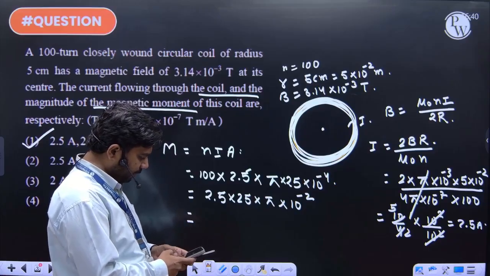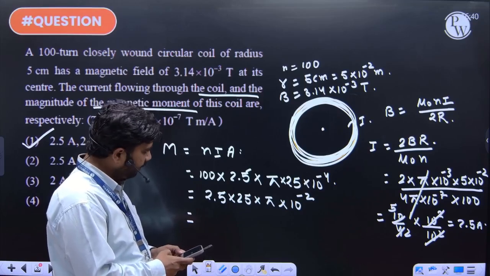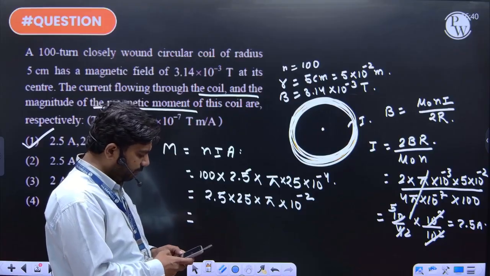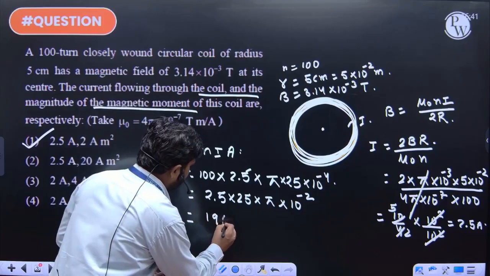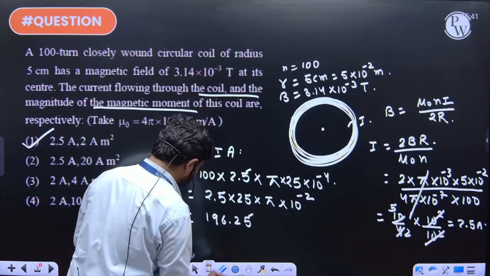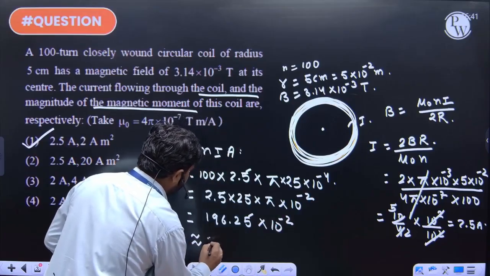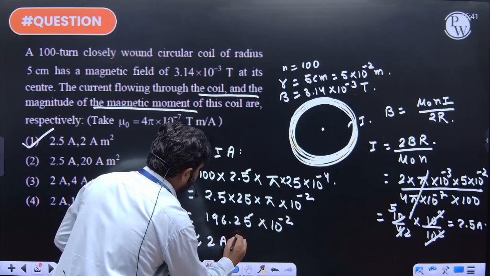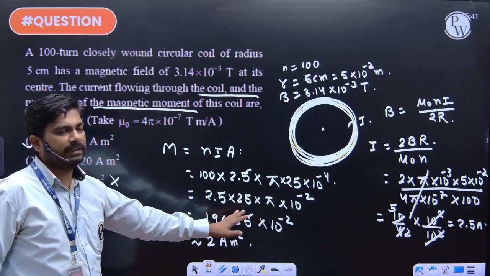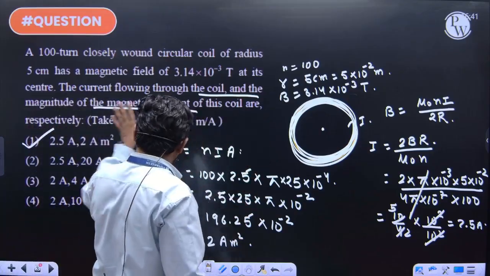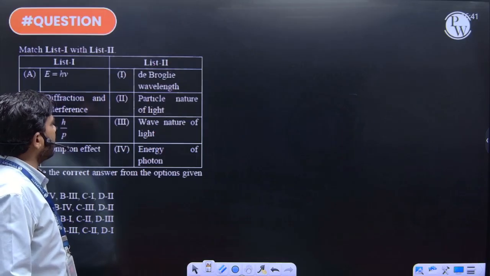So just let me calculate. 2.5 into 25 into 3.14, so it is coming out to be 196.25, 196.25 into 10 to the power minus 2. So roughly you are going to get it as 2 ampere meter square, right? So which one is the correct option? But you don't have to multiply in the examination. Make sure that you should know how to approximate. Fine. Let's move to the next question quickly.